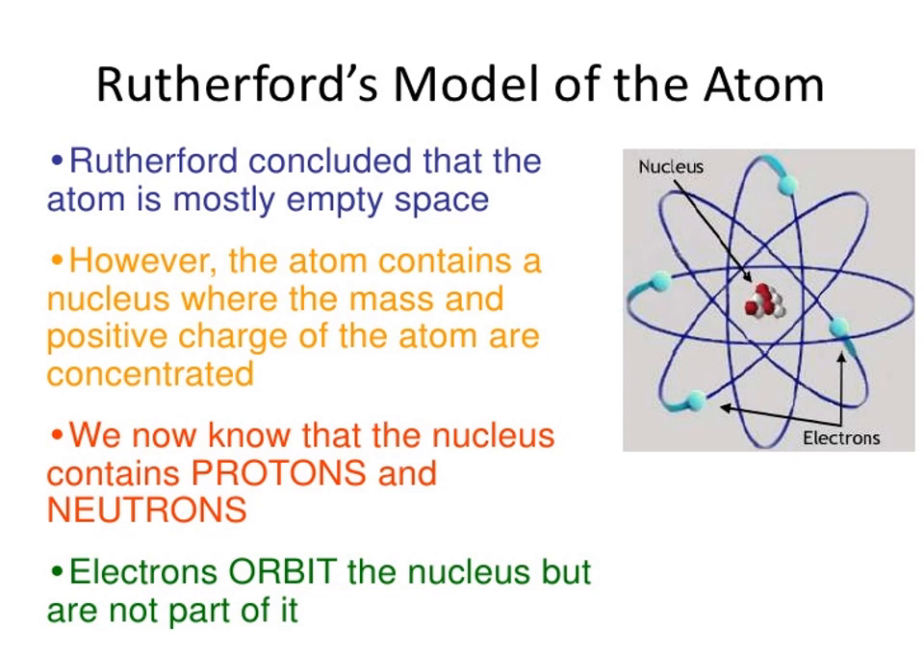Electron orbit. The atom contains large empty space. There is a positively charged mass at the center of the atom known as the nucleus. The size of the nucleus of an atom is very small compared to the size of the atom.